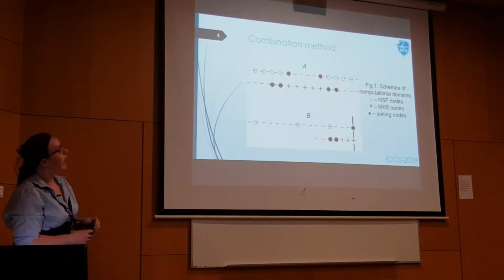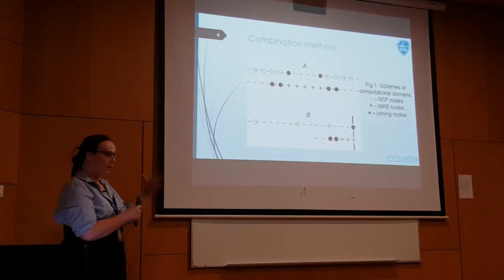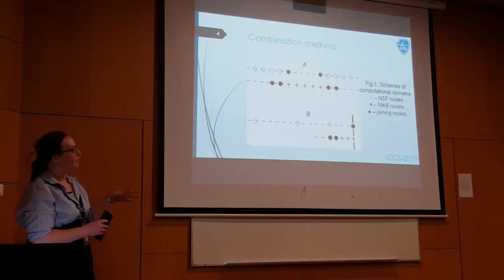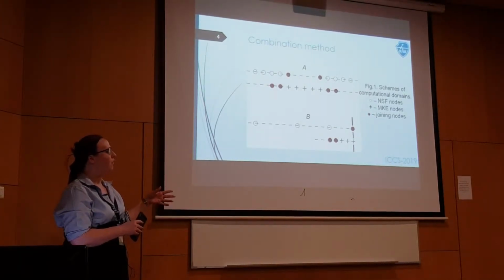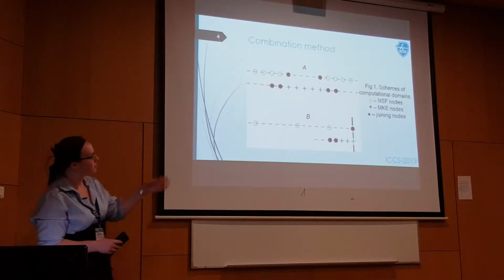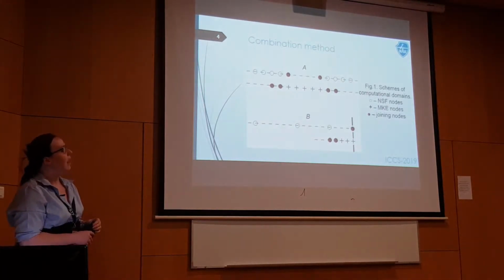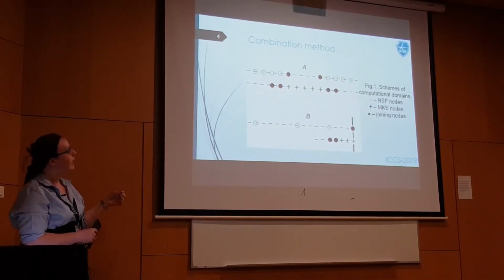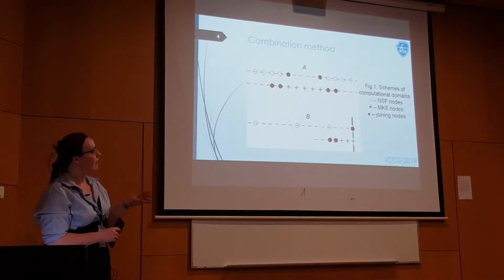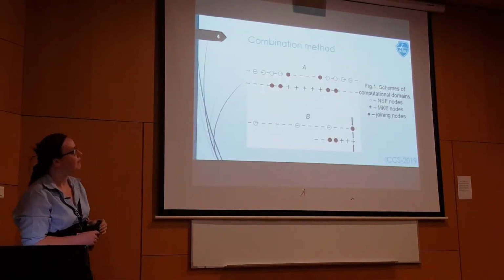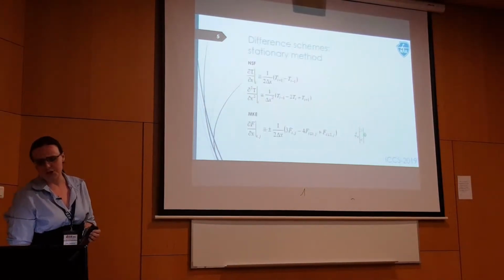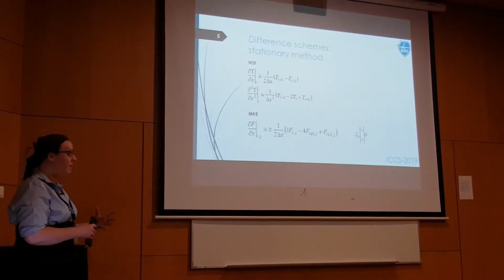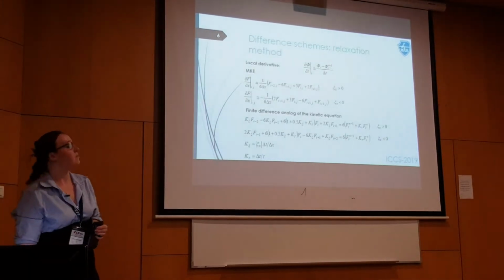You can see it here. Variant A is our case, because variant B is used for some active surfaces, for example, gas emitting or gas absorbing surfaces, which is the black line. And in our case, we have the white circles, which are the NSF nodes, the black circles are the joining nodes, and the crosses are the MKE nodes. So we used two different schemes. One is the stationary method, and the second is the relaxation method.